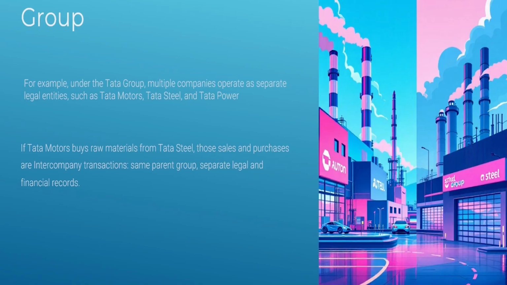Real life example. Under the Tata Group, multiple companies operate as separate legal entities such as Tata Motors, Tata Steel, and Tata Power. If Tata Motors purchases raw material from Tata Steel, this transaction is considered an intercompany transaction because both companies belong to the same parent group but maintain separate financial records.